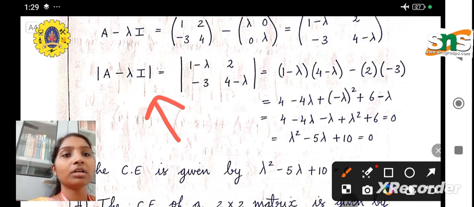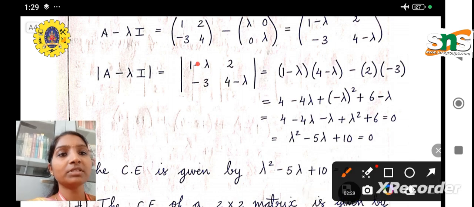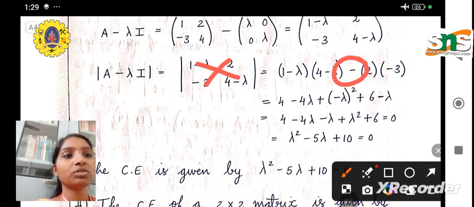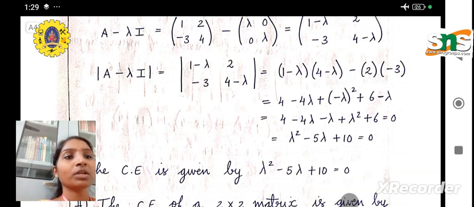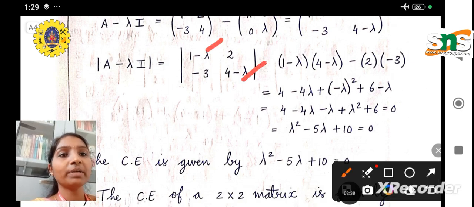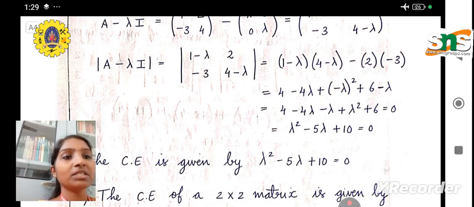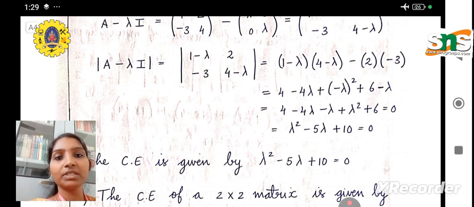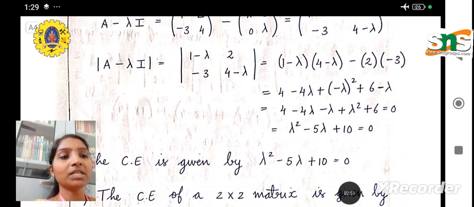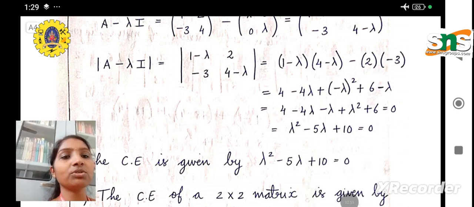And what we'll do for the determinant calculation is, we will just cross multiply and putting a minus in between will give you the determinant value. What we have done here, 1 minus lambda into 4 minus lambda, 2 into minus 3 we have done here, and we have done a minus symbol here, which means we are just substituting and manipulating it in the known formats, or this is an algebraic expression. So we will have the characteristic equation to be lambda square minus 5 lambda plus 10 is equal to 0.